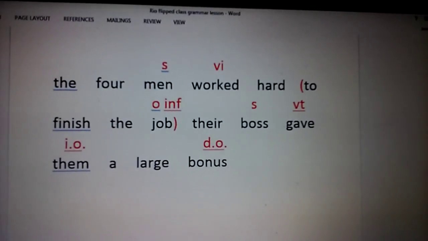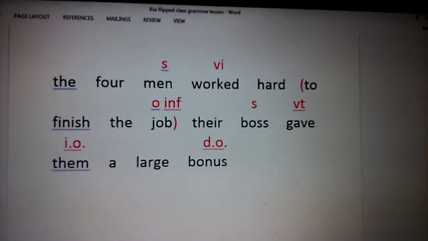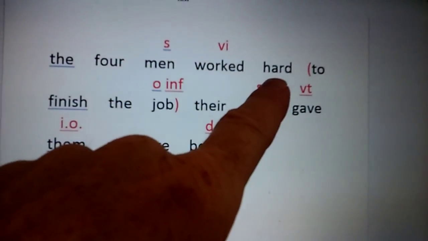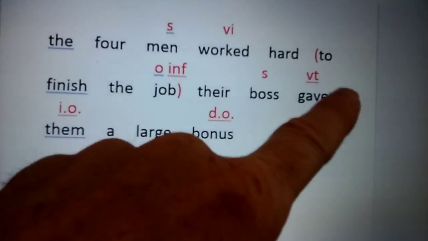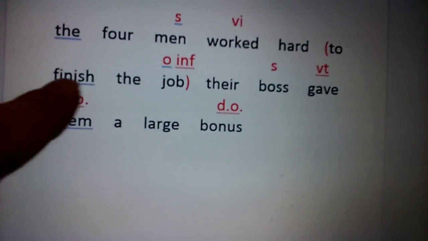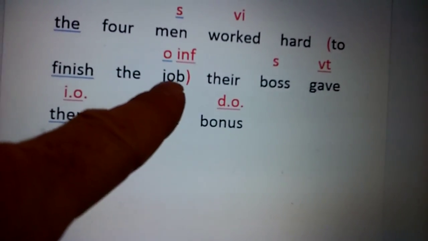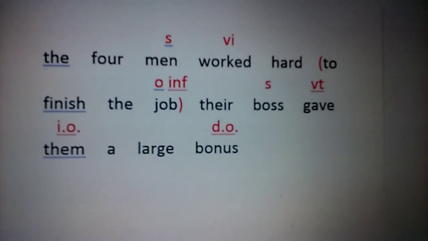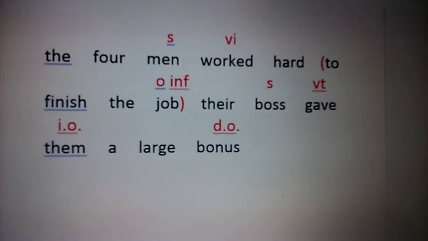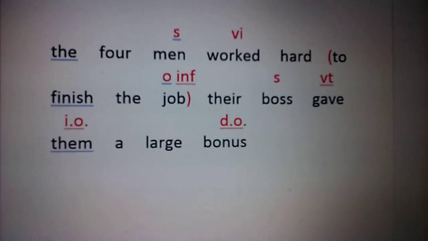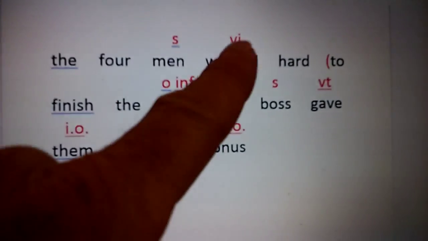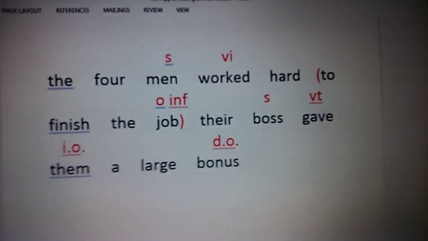Now, is it transitive or is it intransitive? Well, in order to do that, we go to the next noun. Is hard a noun? No, that was an adverb. Okay, we go to the next. To finish. Well, that's an infinitive. So that tells us right off the bat that this is not going to be a direct object. That's going to be the object of the infinitive. After that, we have an entirely new clause. Since the sentence is finished, we're going to label that as intransitive. There is no direct object.